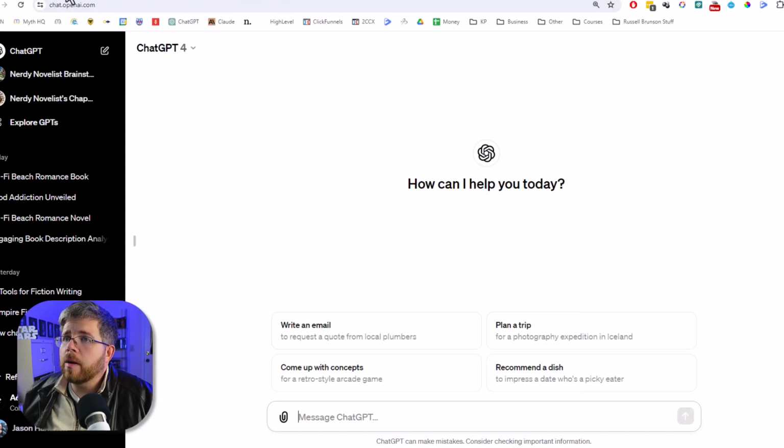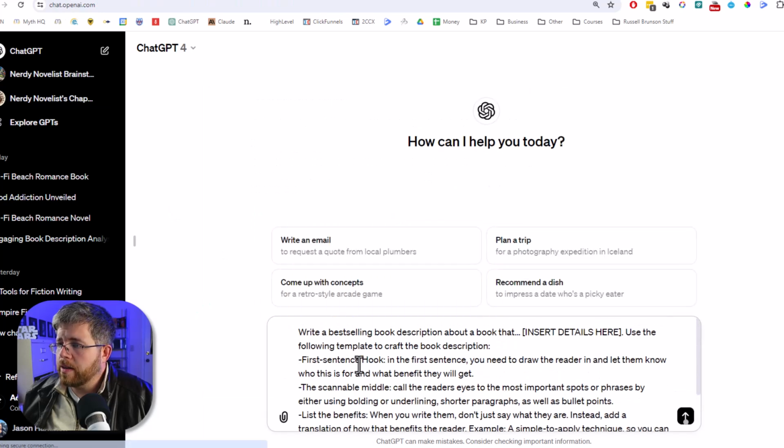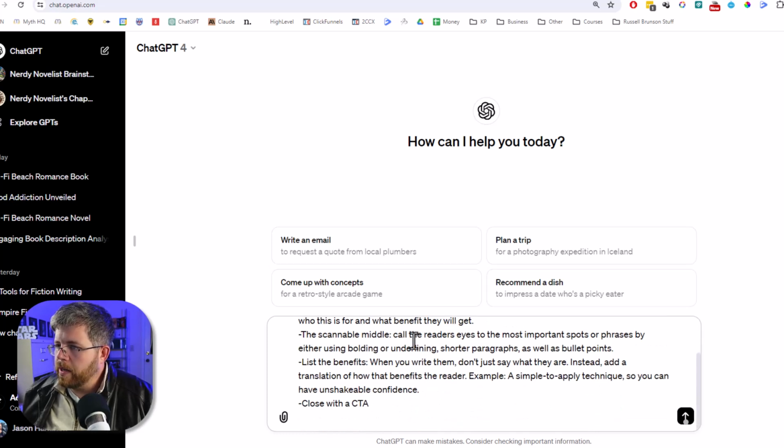So this is the prompt we want for nonfiction. Let's read it. Write a best book description about food. Use the following template to craft the book description. First, a sentence hook. Second, the scannable middle. Call the reader's eyes to the most important spots or phrases by using bolding or underlining, shorter paragraphs, as well as bullet points.